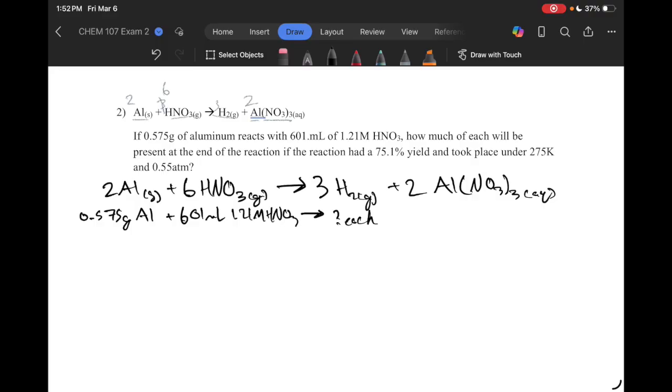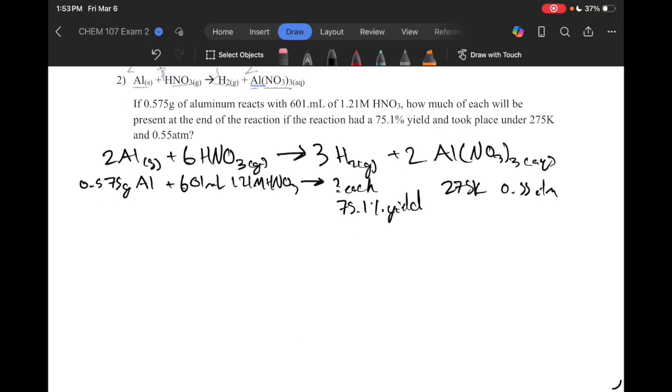And we know that the reaction had a 75.1% yield, and the reaction took place under 275 Kelvin and 0.55 atmospheres. Okay. Cool. All right. So step 1, do we have more than one reactant? Yes, we do. So we do indeed have a limiting reactant problem. Step 2, let's pick a product. I'll do H2. Again, it's quicker to write. So step 3A, we're going to find the limiting reactant.